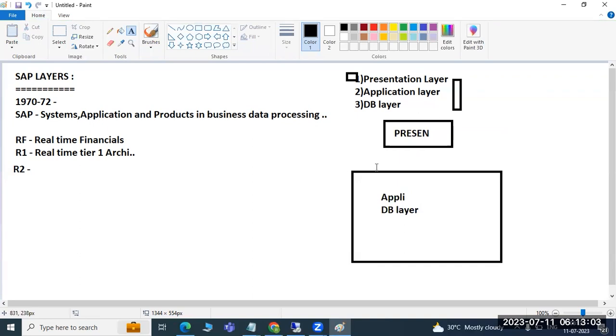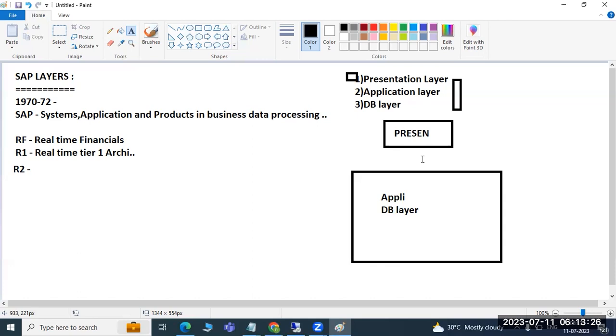So R1, R2 architecture. They have just separated the presentation layer from the rest. That's why they call it the R2 architecture. In this R2 architecture, the presentation layer is on one server, while the application and DB are running on another server.